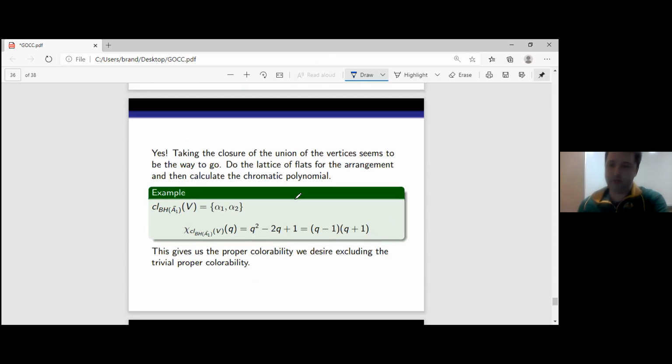So yes, taking the closure of the union of vertices seems like the way to go, because what do the vertices encapsulate? They encapsulate vector arrangements in Rn, so those are your good old standard, can be represented by some hyperplane arrangement. And when I take a closure, I'm just going to connect every vector to an origin point. So for example, with A1 tilde, you had the empty set, alpha 1 and alpha 2. When I take the closure, I just have alpha 1 as one vector, and alpha 2 as another.